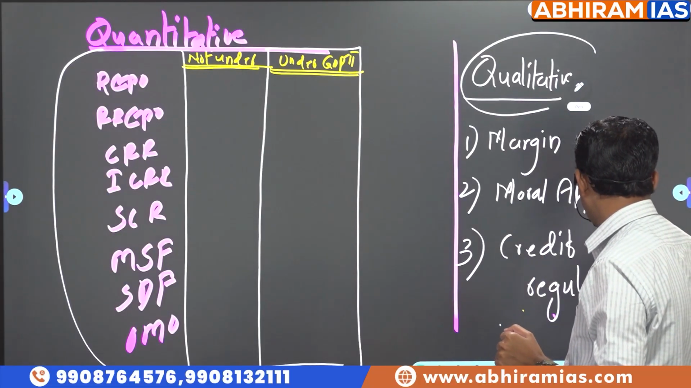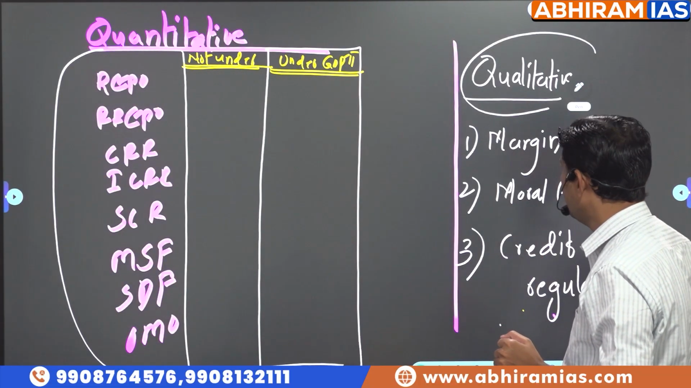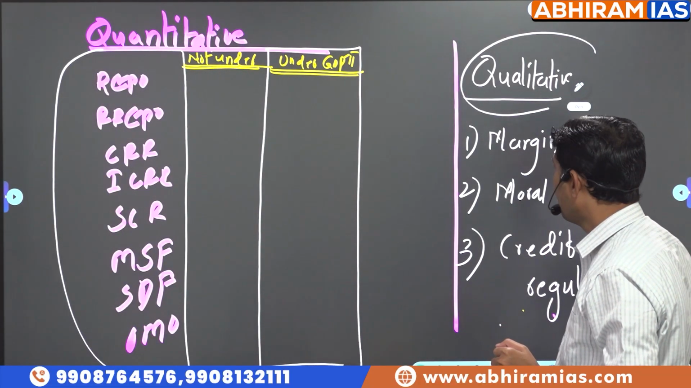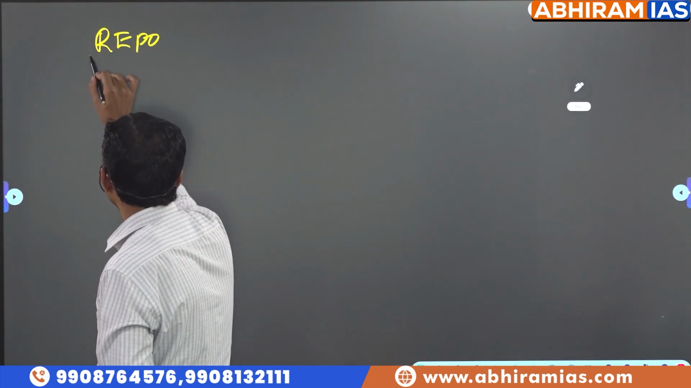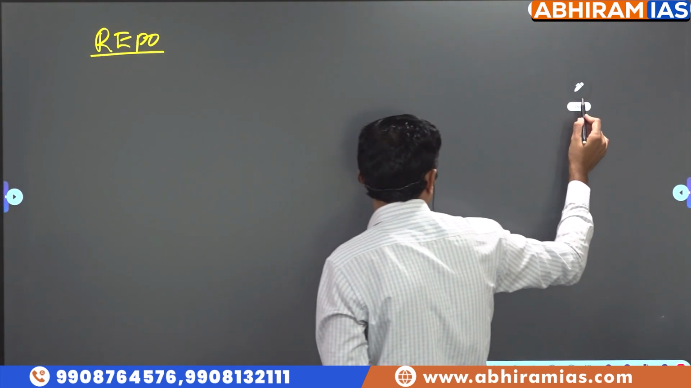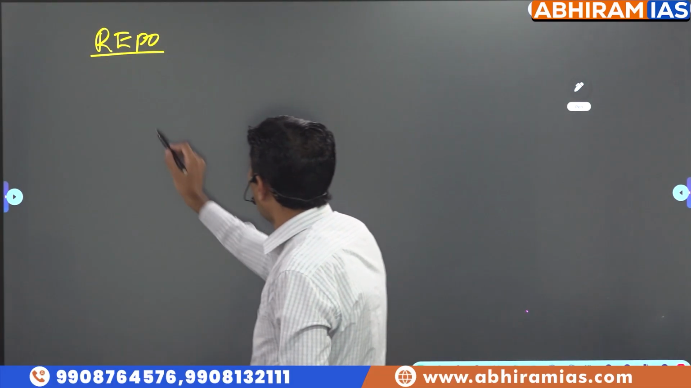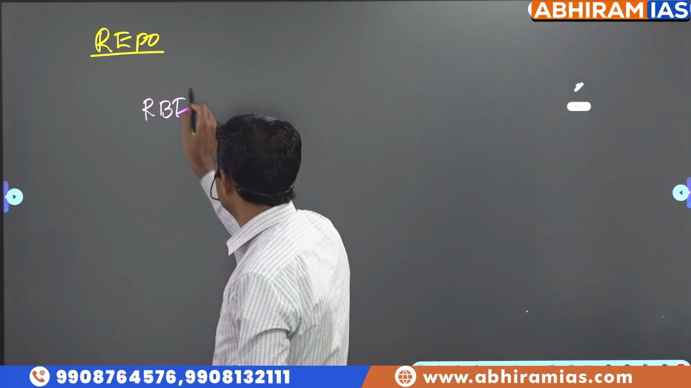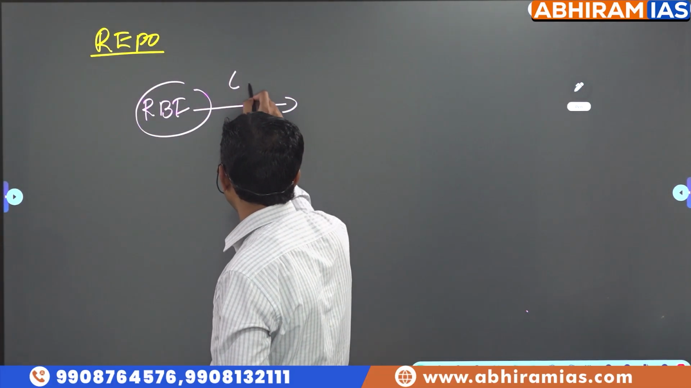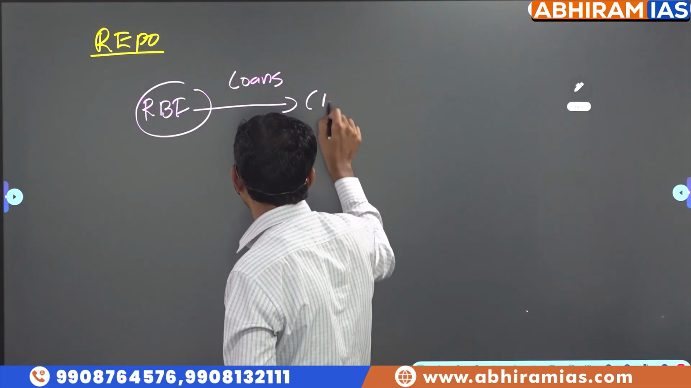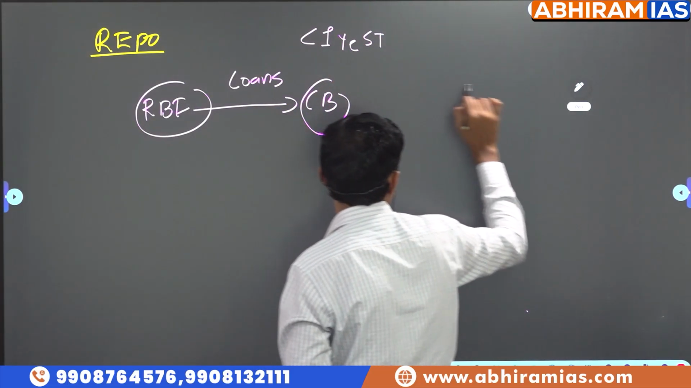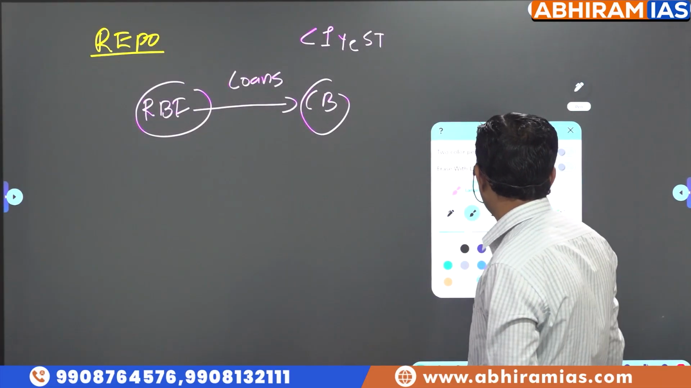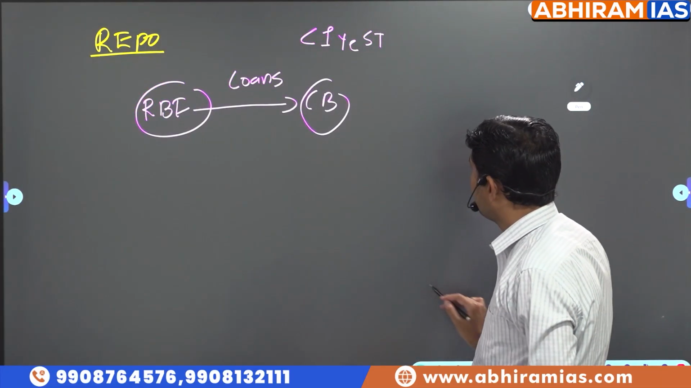Whenever we talk about repo rate, you need to understand how the repo rate mechanism works. Repo rate is the rate at which RBI provides loans to commercial banks for short-term purposes, less than 1 year. Now in India we are following something called floating interest rate.